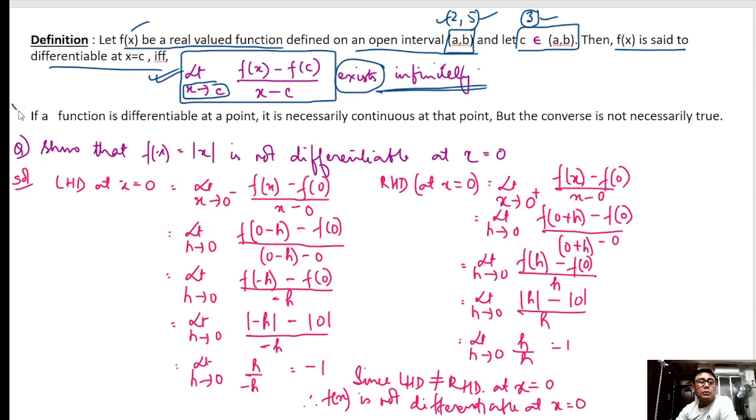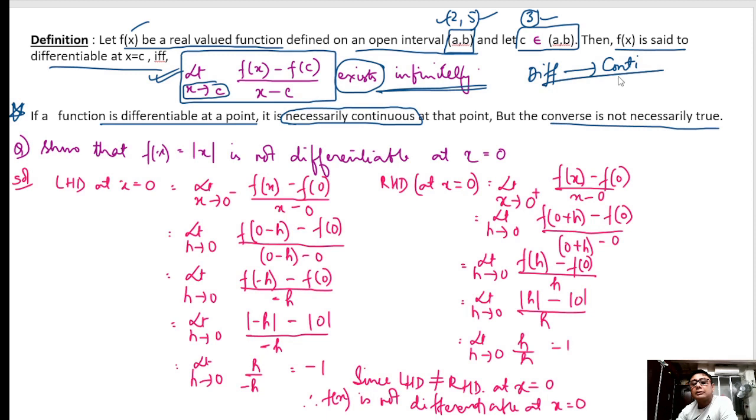And please note one more important point: if a function is differentiable at a point, it is necessarily continuous. Mind it, it should be continuous, but the converse is not true. That means if it is continuous, it may not be differentiable. But if it is differentiable, it has to be continuous. The function has to be continuous.